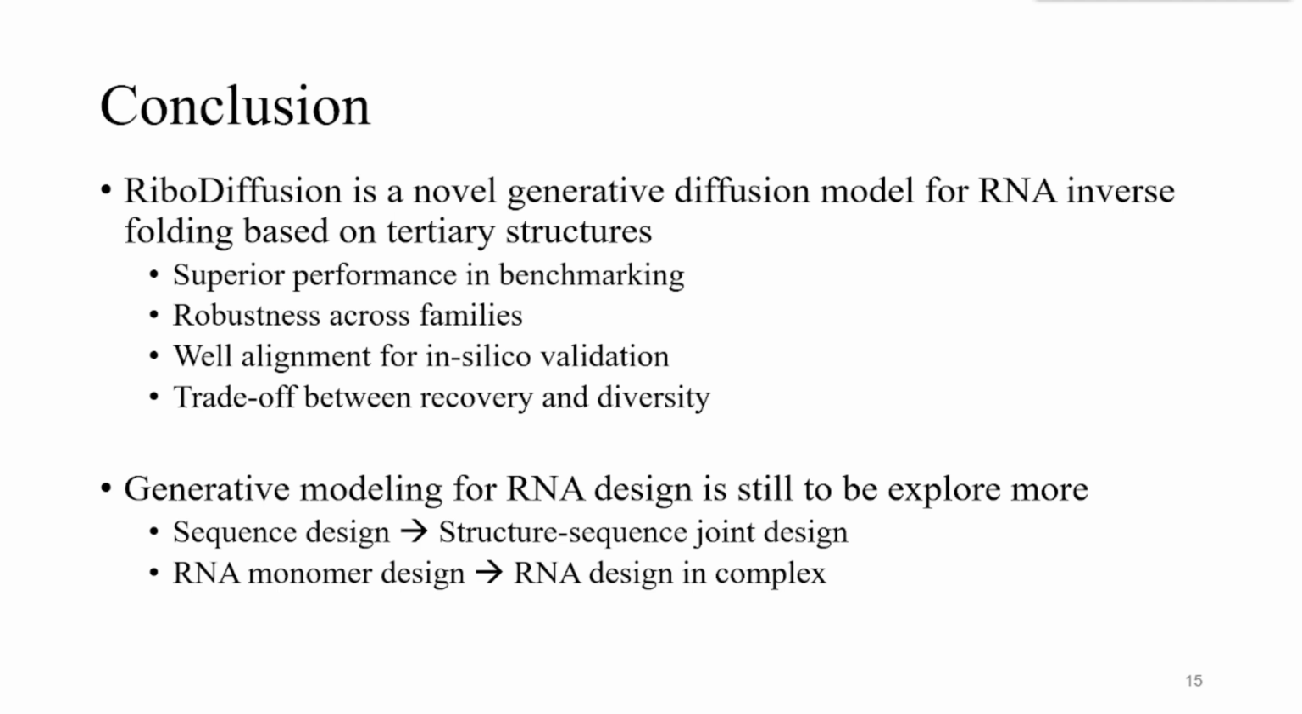So, in conclusion, RiboDiffusion is a novel generative diffusion model for RNA inverse folding based on tertiary structures. It has superior performance in benchmarking, robustness across families, good alignment for in silico validation, and a trade-off between recovery and diversity. In our future work, we aim to explore structure-sequence joint design and RNA design in complex.